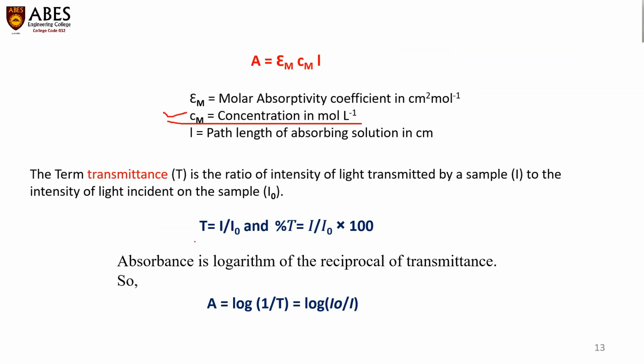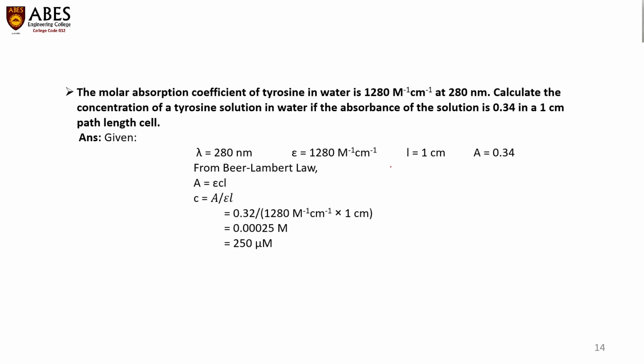And the transmittance is the ratio of transmitted radiation to incident radiation. So the absorbance is the logarithm of the reciprocal of transmittance. Based on the Beer-Lambert law, we can solve some numerical problems.